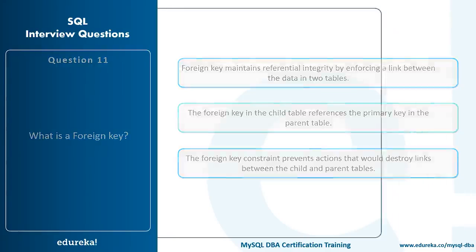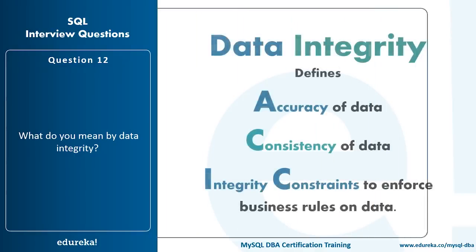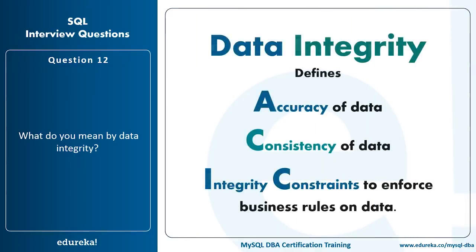Now moving forward to our next question, that is, what do you mean by data integrity? Data integrity defines the accuracy as well as the consistency of data stored in the database. It also defines the integrity constraints to enforce business rules on the data when it is entered into an application or a database. So if you have to answer this question, then you can answer by saying that data integrity defines the accuracy and the consistency of data.